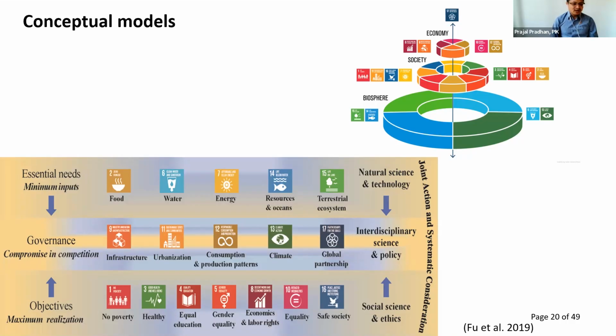This is coming from Buji Fu from the Chinese Academy of Science. He provided this conceptual model about SDGs, and then tried to see how SDGs are interlinked. Mainly saying that there is a need to create essential needs, and then there should also be some sort of governance need to be there.